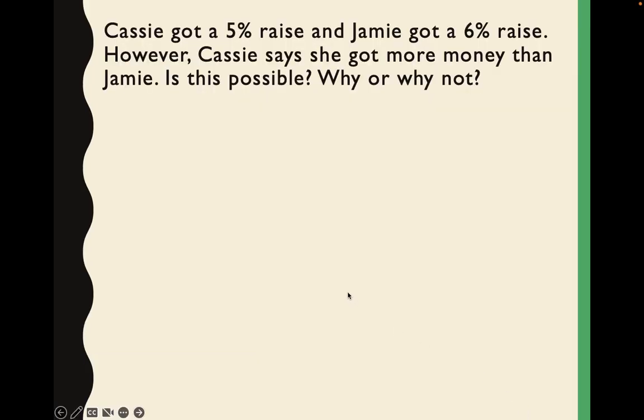In this video, we will learn the equation method for solving percents. Before we begin, take a moment to think about this question. Cassie got a 5% raise and Jamie got a 6% raise. However, Cassie says she got more money than Jamie. Is this possible? Why or why not?